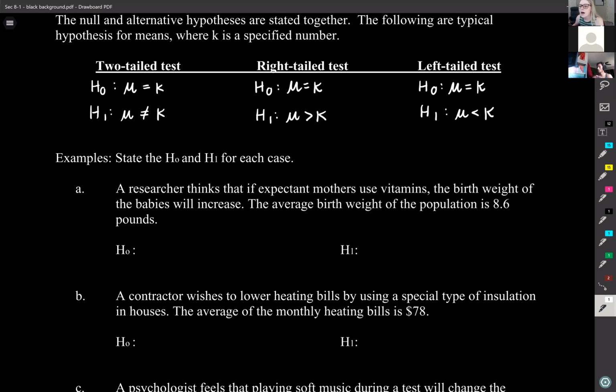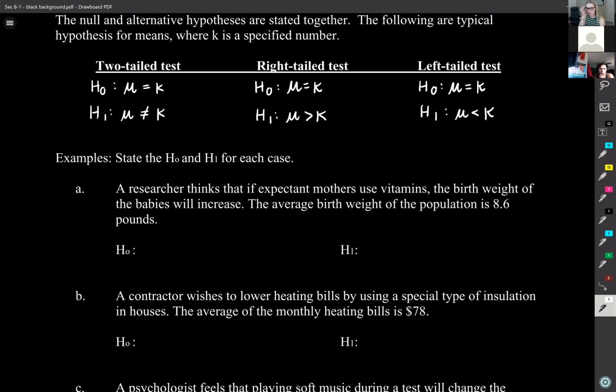All right, we're good. So I have 3 examples here. One will be a two-tailed, one will be right-tailed, and one will be left-tailed. So my first one says, a researcher thinks that if expectant mothers use vitamins, the birth weight of the babies will increase. The average birth weight of the population is 8.6 pounds.